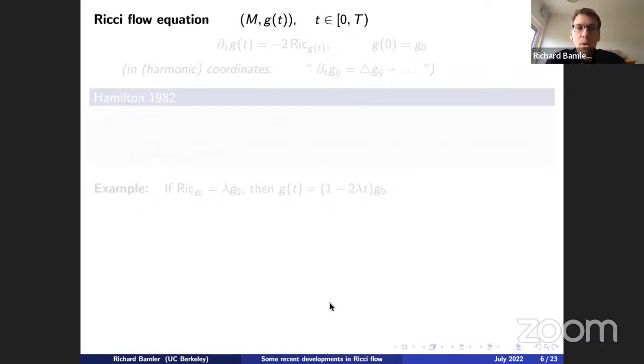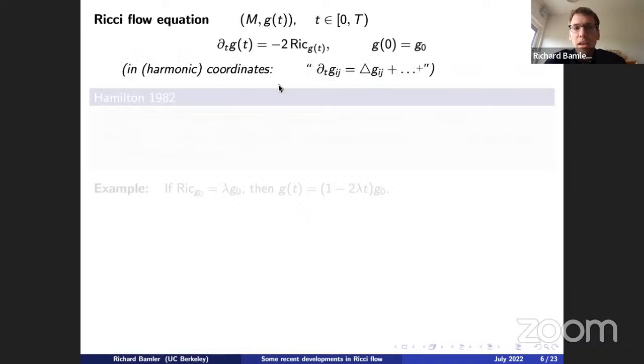All right, with this being said, let me introduce the Ricci flow equation. So Ricci flow is given by a smooth family of Riemannian metrics, g_t, parameterized by a time parameter, that live on a manifold M. And they satisfy the Ricci flow equation, which reads that the time derivative of the metric is equal to -2 times its Ricci curvature. And this is often coupled with an initial condition. And the reason why we care about this equation is because in harmonic coordinates, this equation roughly takes the form of a nonlinear heat equation in the metric coefficients.